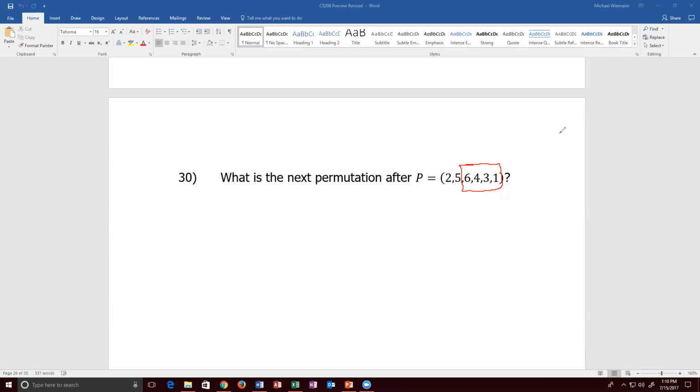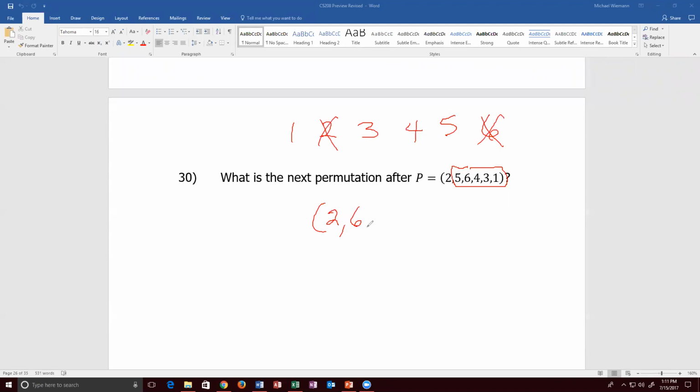So, again, now I've got to work sequentially from right to left. Now I'm looking at 5, 6, 4, 3, 1. These are not all in descending order, so the trigger is going to be to flip the 5 and 6. So 2's in good shape, but I have to utilize the largest number out of that set, which is 6. Well, if my digits are 1, 2, 3, 4, 5, and 6, I've used 2 and I've used 6.